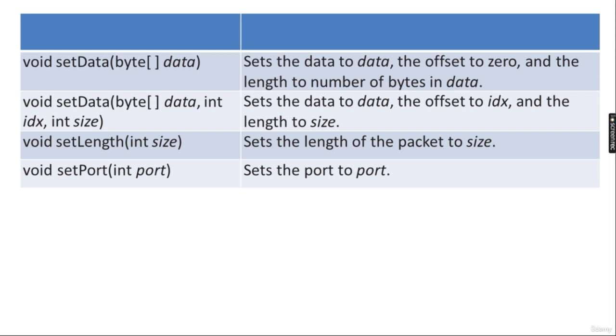Then setData(byte[] data, int index, int size) sets the data to data, offset to index, and length to the particular size you provided. Then setLength(int size) sets the length of the packet to size. Then setPort(int port) sets the port to port.